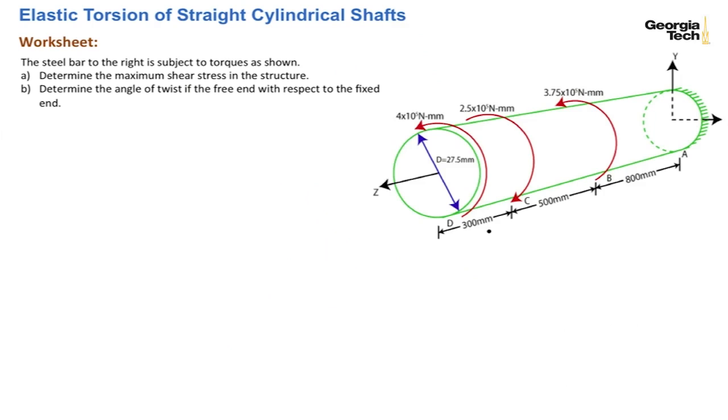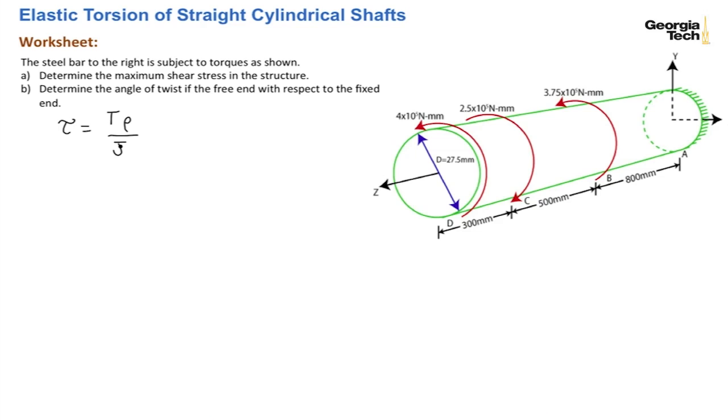And so the first thing I have as a question for you is, how would you go about starting to determine the maximum shear stress in the structure? And what you should say is, well, we've developed a theory for that. We're going to use the elastic torsion formula. We're looking at elastic torsion here of straight cylindrical shafts. And so if you recall, that is tau, the shear stress, is equal to the torque times rho, the radius out to the point that we're looking at the shear stress, divided by the polar moment of inertia.